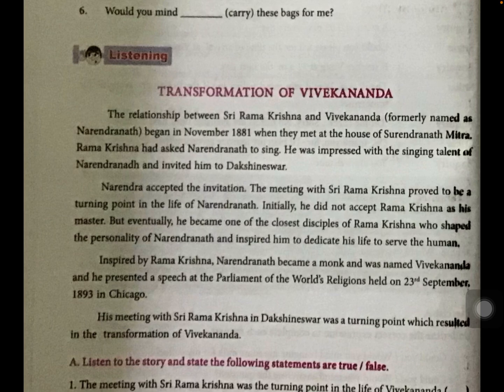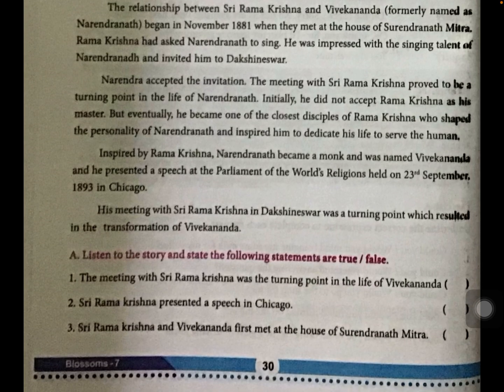Inspired by Ramakrishna, Narendranath became a monk and was named Vivekananda, and he presented a speech at the Parliament of the World's Religions held on 23rd September 1893 in Chicago. His meeting with Sri Ramakrishna in Dakshineswar was a turning point which resulted in the transformation of Vivekananda.